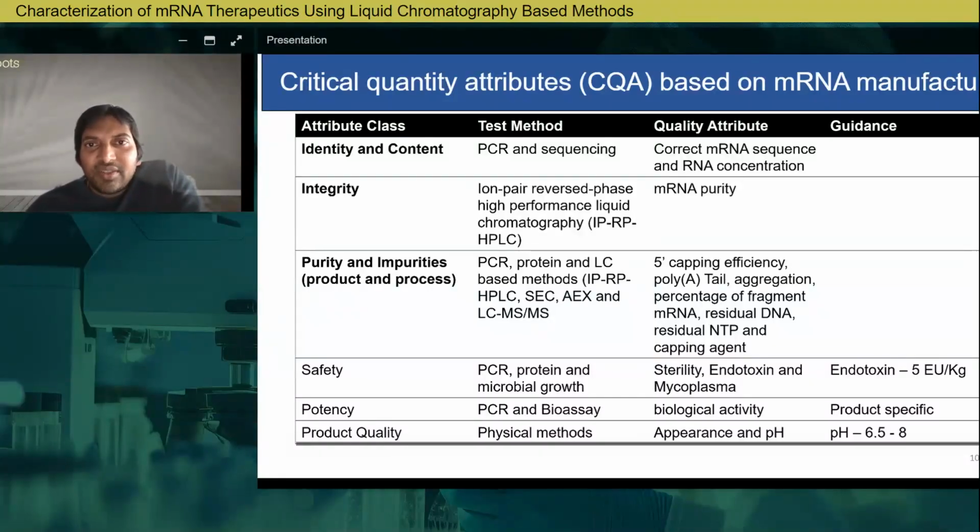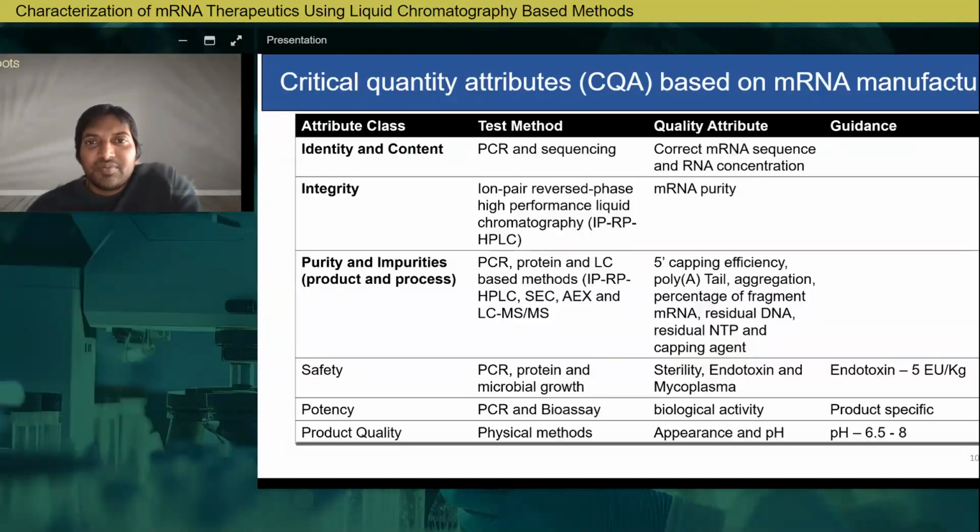Integrity is the next factor. Integrity primarily comes from, as I showed you, how in vitro transcription happens. You have a lot of reagents that interact with each other to produce this mRNA, so it's very important to understand the purity of the mRNA being generated. It's a very important quality attribute, where you need to understand how pure your mRNA is.